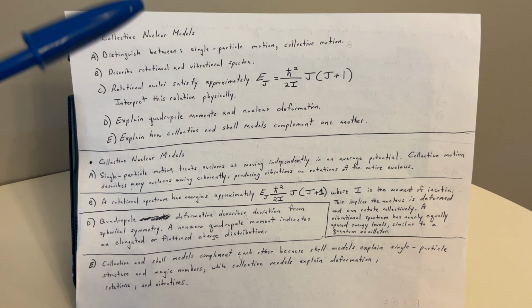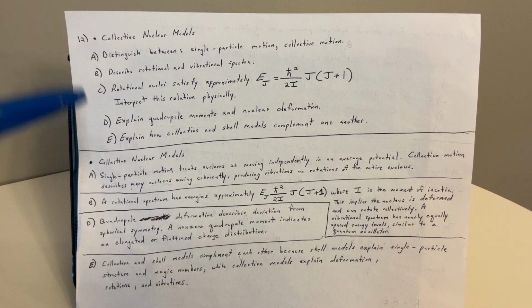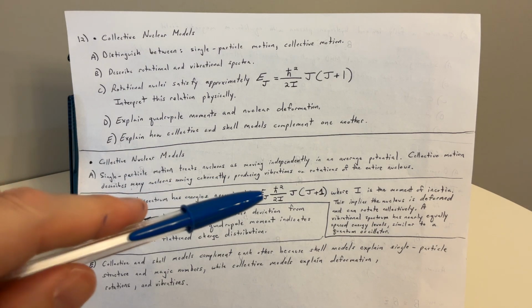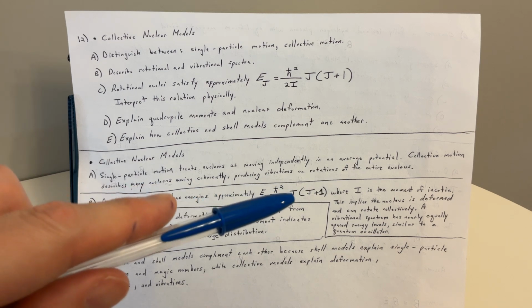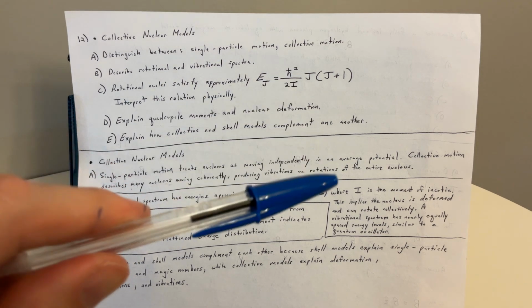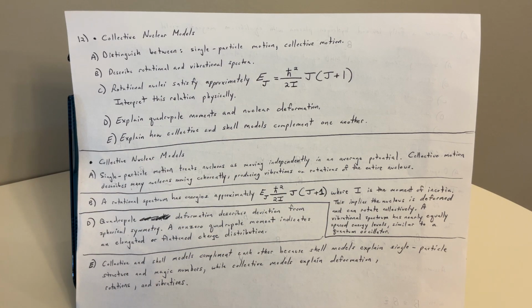B, describe rotational and vibrational spectra. For part B, a rotational spectrum has energies approximately E_J = (ħ²/2I) J(J+1), where I is the moment of inertia. This implies the nucleus is deformed and can rotate collectively. A vibrational spectrum has nearly equally spaced energy levels similar to a quantum oscillator.